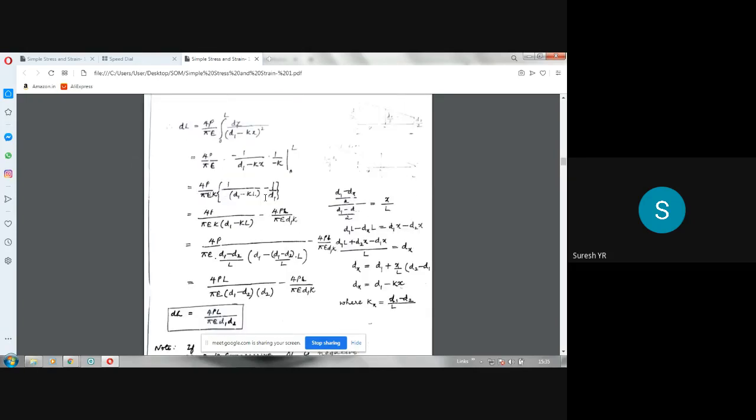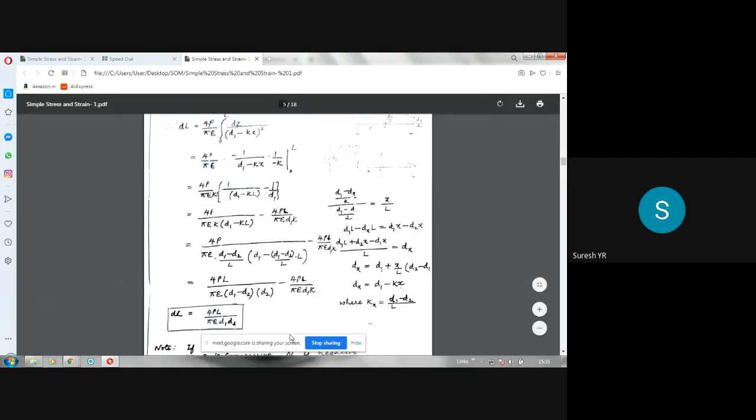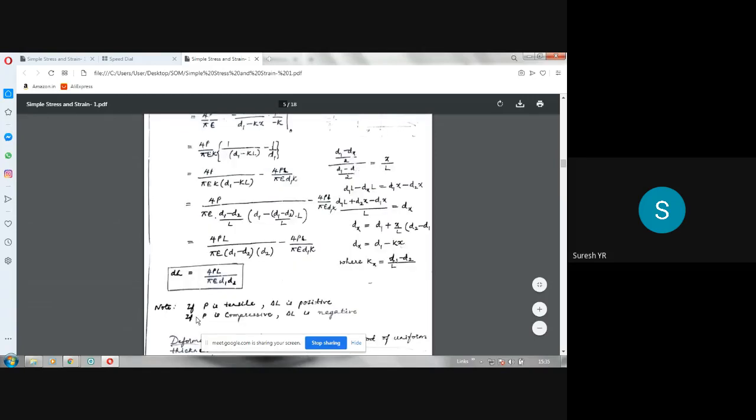This note I am going to send you today evening, so you can check how it has been done. This formula also you should remember. Once you know the initial diameter, final diameter, length of the bar, force applied and the Young's modulus, you can compute the change in length of the bar. If P is tensile, delta L is positive. If P is compressive, delta L is negative. Positive means extension, negative means contraction. That's all.